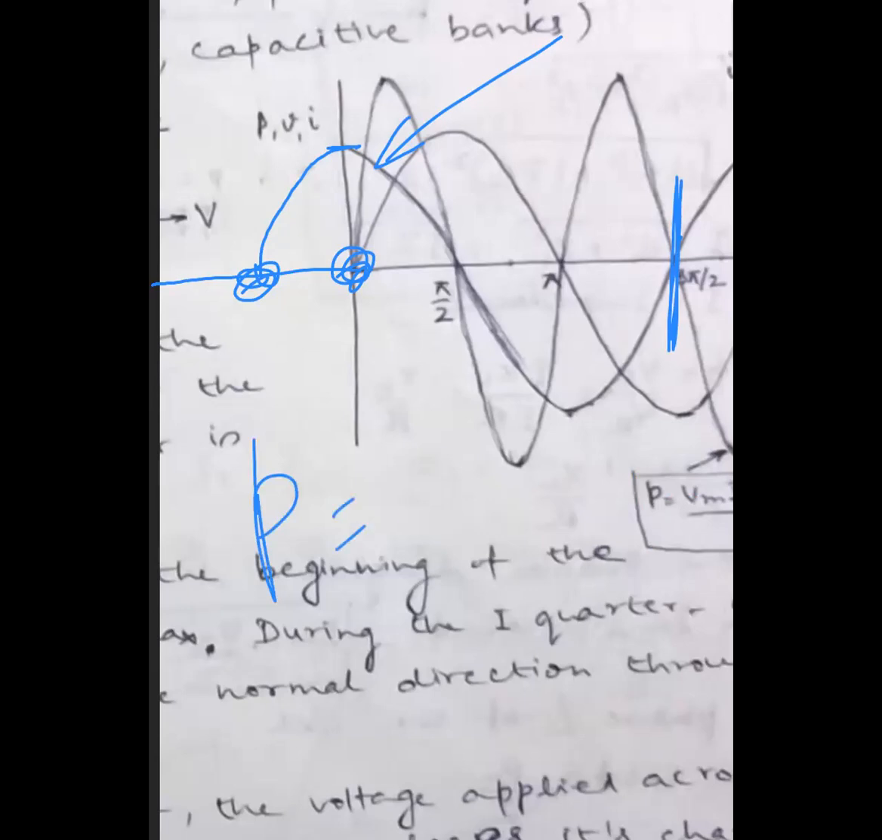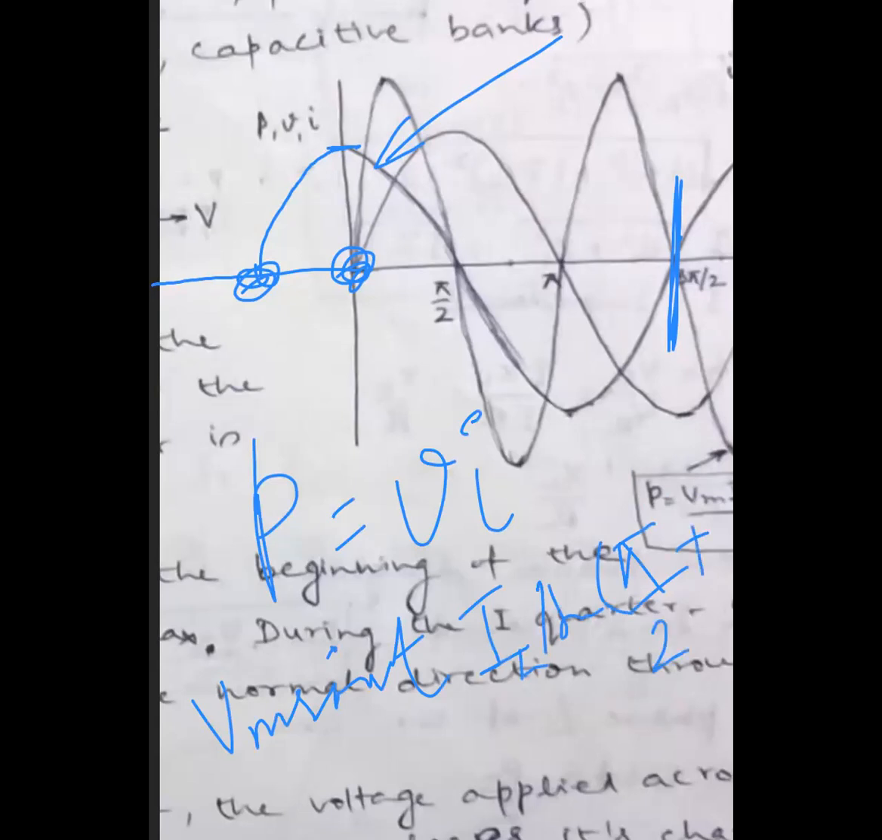So P is Vi. So V is Vm sin omega t, and I is Im sin omega t plus pi by 2. Okay. So sin 90 plus theta is cos theta. Okay. So we can replace this 90 plus omega t by cos omega t. Okay. It is also evident from the waveform because this is our cos waveform, cosine waveform.